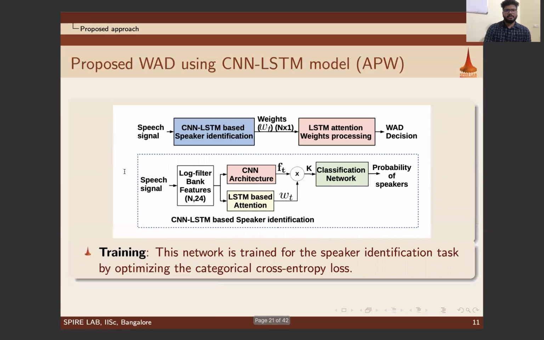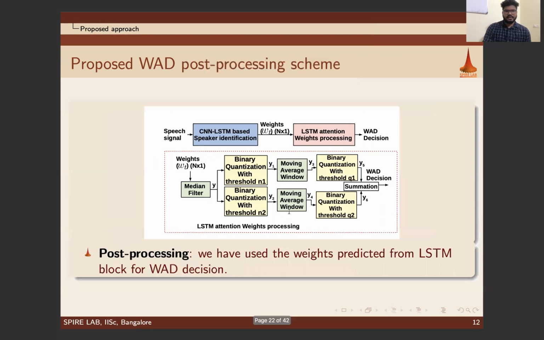For a given speech signal, we compute the log filter bank features. These features are given as input to the CNN LSTM network, where the weights coming from the LSTM attention block weigh the CNN output, which is further given as input to the classification network. This entire network is trained using the categorical cross entropy loss function for a speaker identification task. At test time, for a given speech signal, we compute the weights of the LSTM block using the trained LSTM block, and by applying post-processing on these weights, we make a decision.